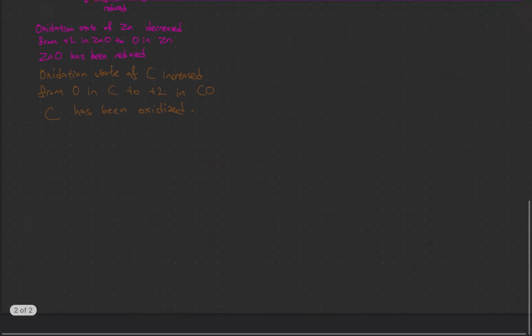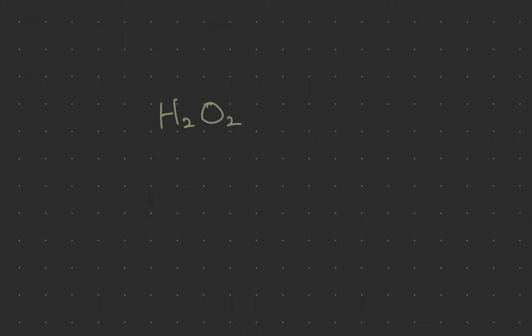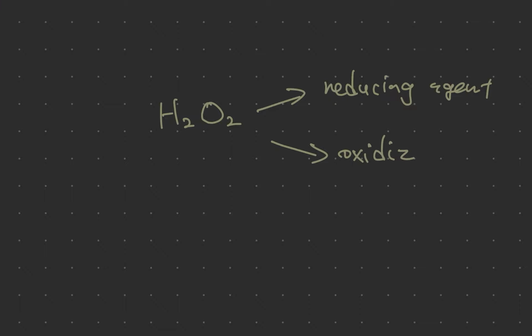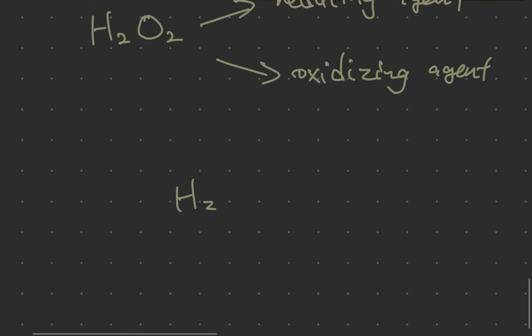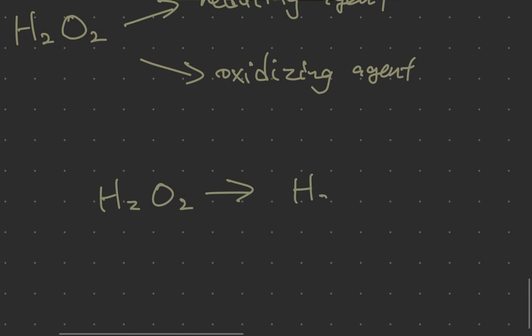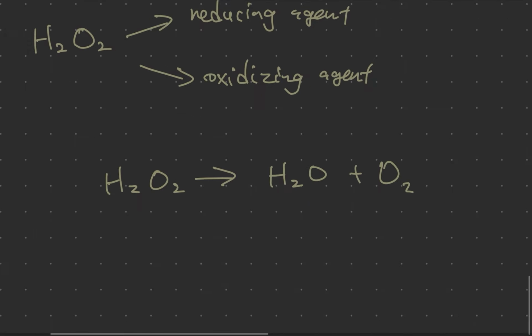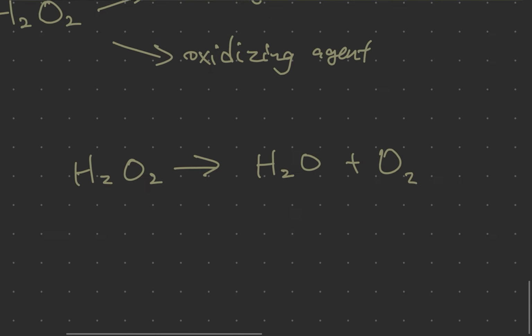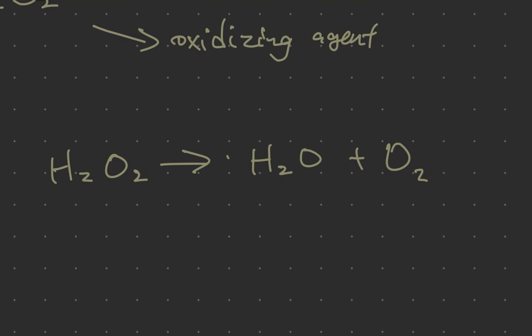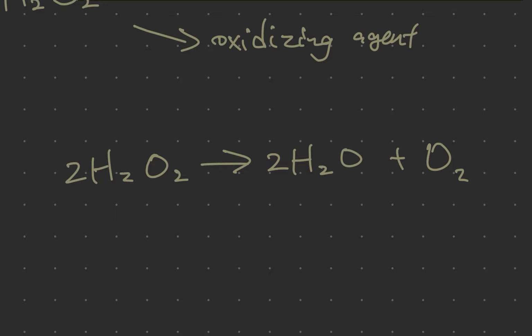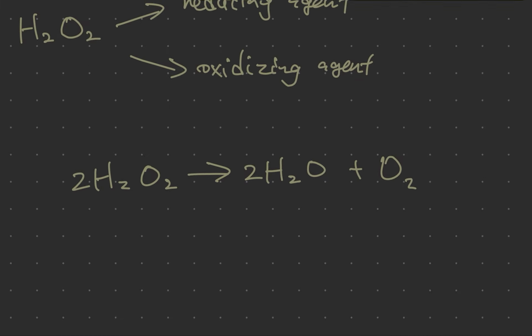So there are a few substances that can be both the reducing and oxidizing agent. And one example is hydrogen peroxide, H2O2. It can be a reducing agent, or it can be an oxidizing agent. So let's take a look at the decomposition of hydrogen peroxide. Yeah, that's what we'll get. And yeah, that's the balanced one, is it? Yeah, it is.